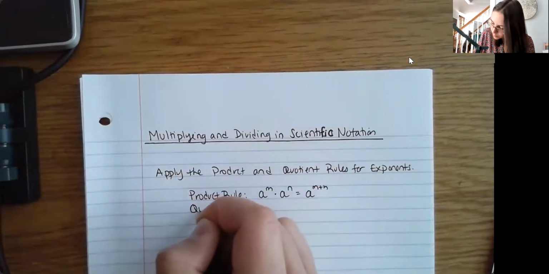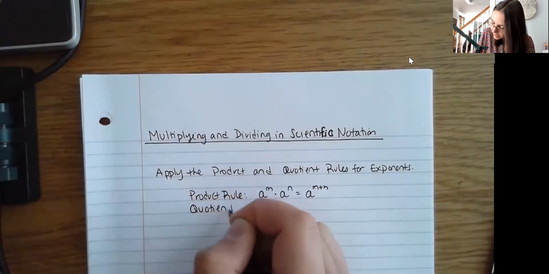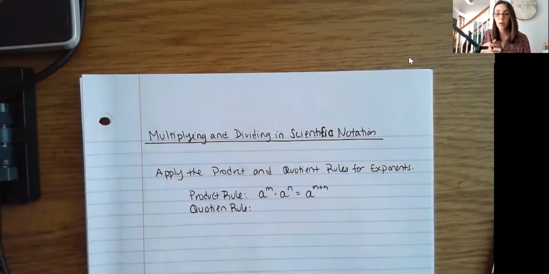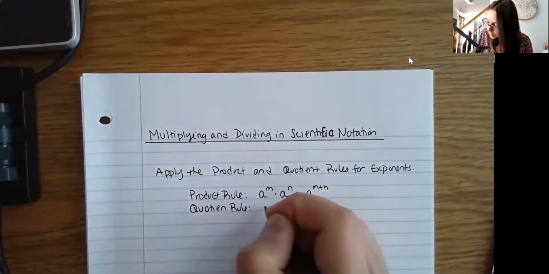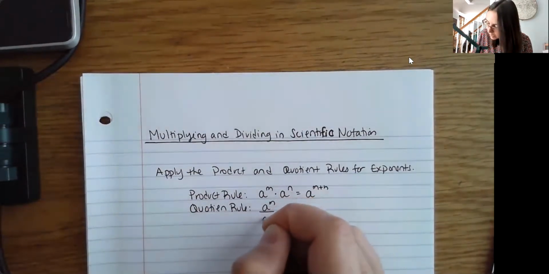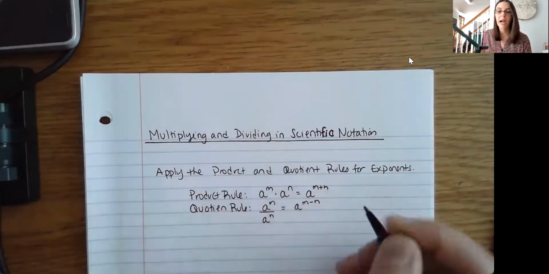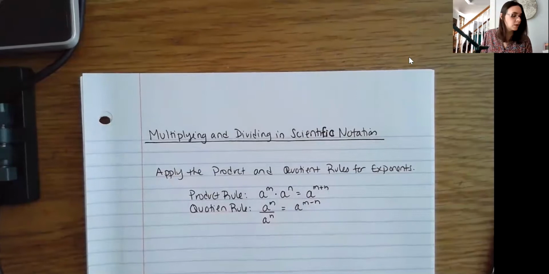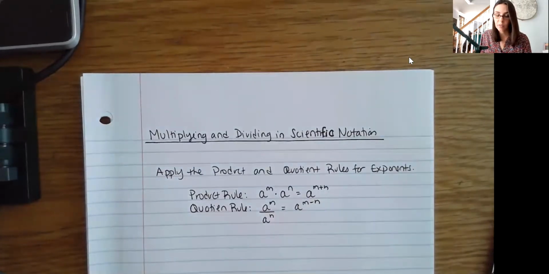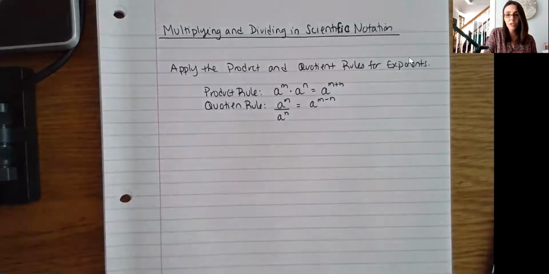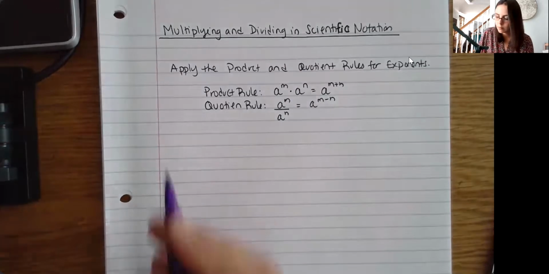So the product rule says that when you have the same base and you're multiplying, you can just add the exponents. And the quotient rule, remember, says that if you're dividing with the same base, we can subtract the exponents. So that's what we're really going to use here to simplify scientific notation. And it's easiest to just do with some examples.